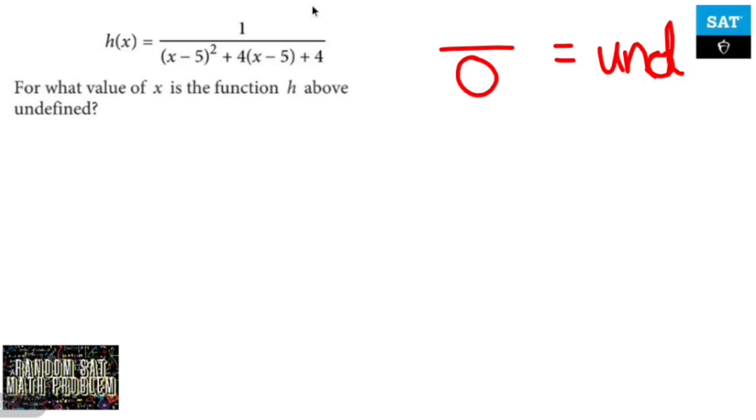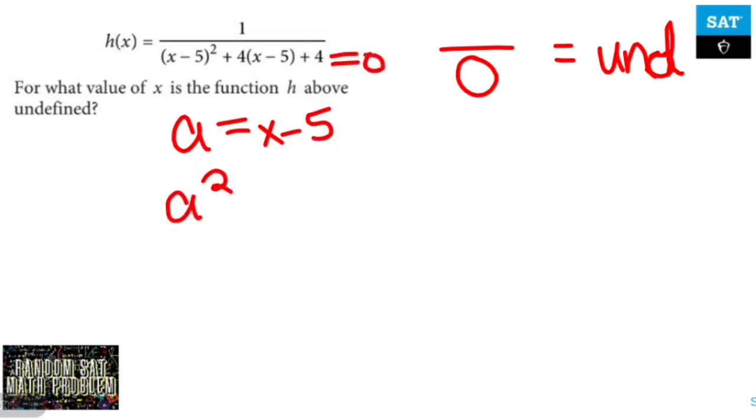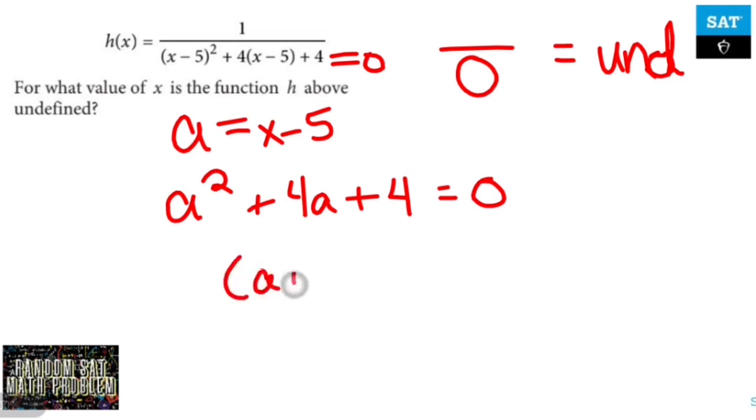So I'm just going to make believe that a is x minus 5, just as a placeholder, so I can write this out. I need to find when that entire bottom is 0. So if I write it out as a squared plus 4a plus 4 equals 0, then I have myself a zero product property problem. This is actually a perfect square. So this becomes a plus 2 squared equals 0.